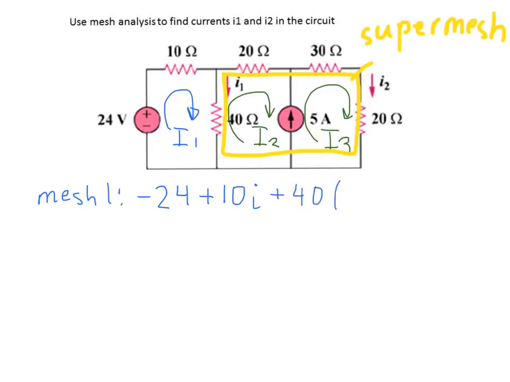And what we can see, in the 40 ohm resistor there are 2 currents: the current I1 going clockwise, and I2 anti-clockwise, so the opposite direction. So that's why we need to put I1 minus I2 equals 0. So this is the equation for mesh 1. Now we need to write the equation for the super mesh.